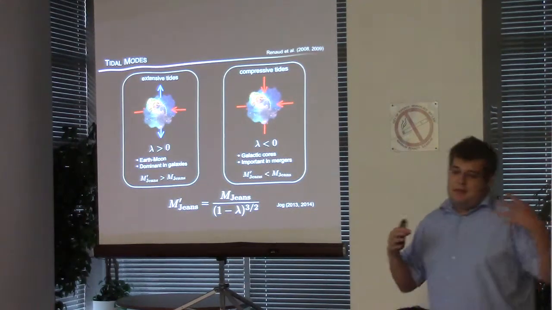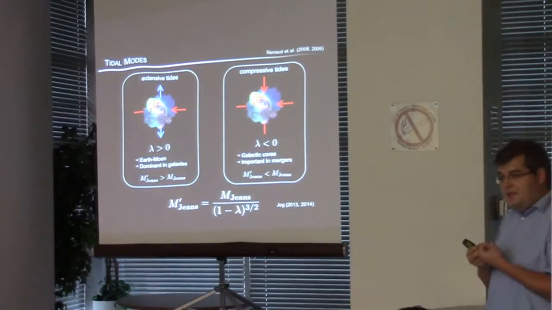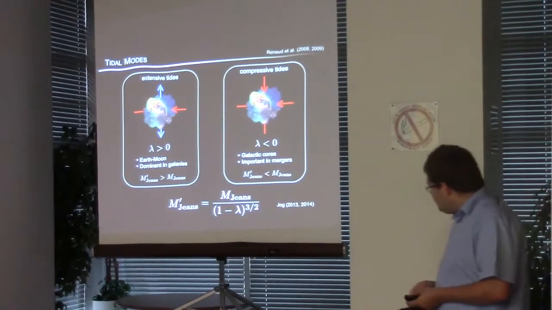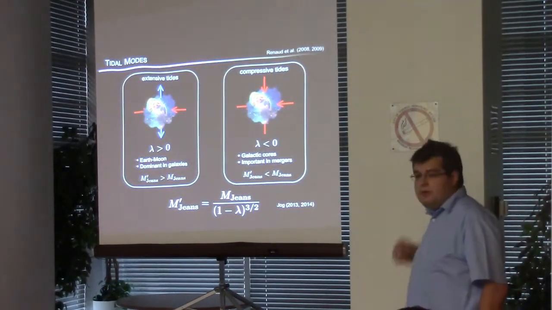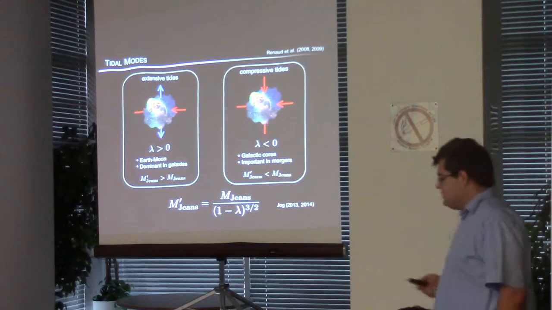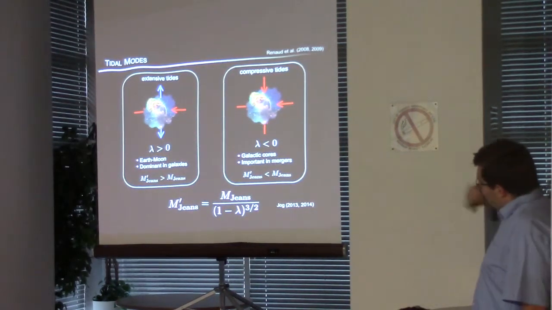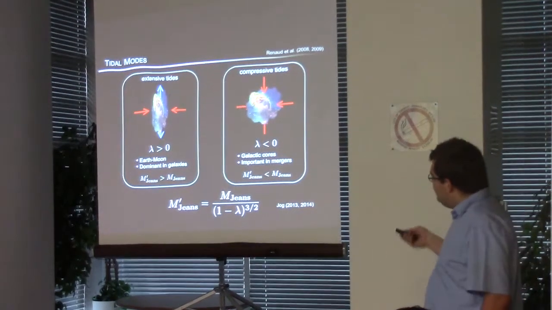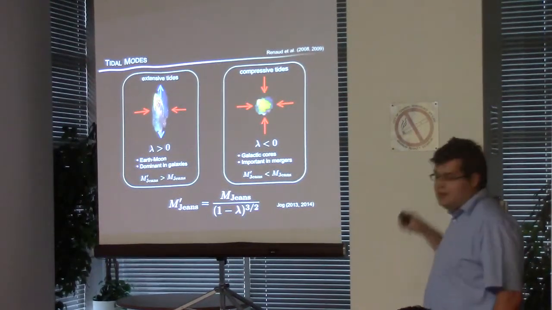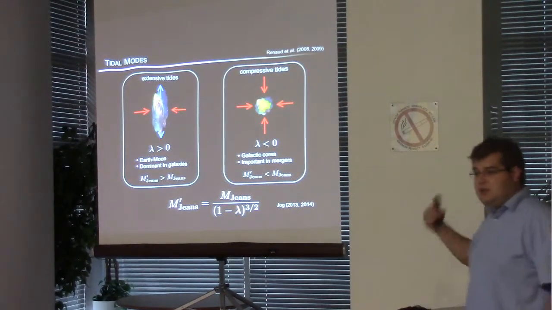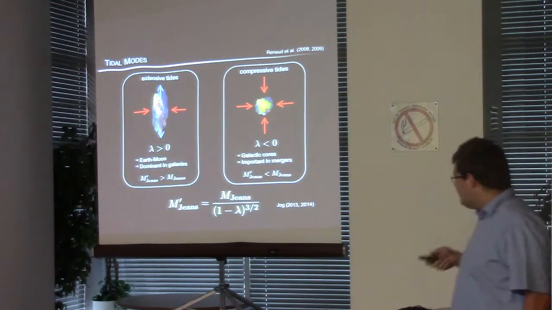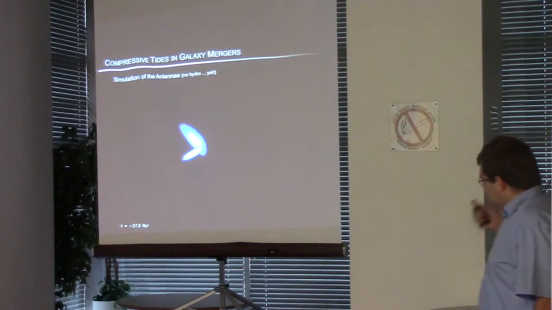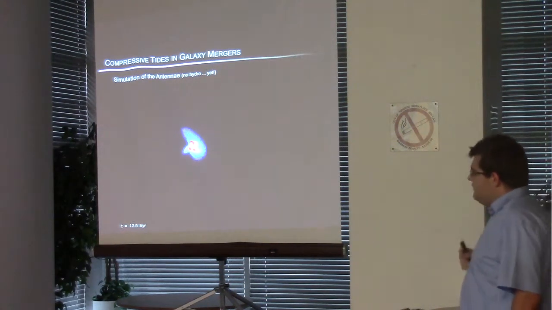What Shonda Jog did recently in her papers is to rewrite the Jeans mass, including the tidal field. The usual Jeans mass does not take into account the tidal field, but the modified one does account for the tidal field through this lambda parameter. Lambda is positive for extensive tides, negative for compressive tides. You clearly see immediately that in the case of compressive tides, you will get a modified Jeans mass which is smaller than the classical one.